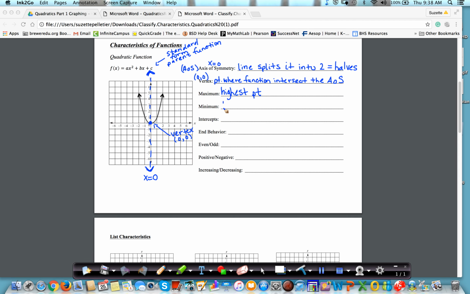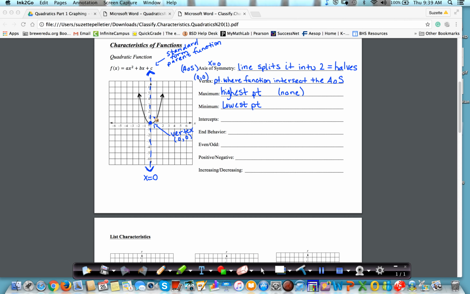Highest point, the minimum is going to be your lowest point. And in this case, the highest point, we don't know because these arrows mean that it's going up forever and ever. We can't really dial in on exactly which point it is that's going to be the highest. So in this case, the maximum, we're going to say there is none in this particular example. And the lowest point in this example is its vertex. So oftentimes that vertex is the lowest point.